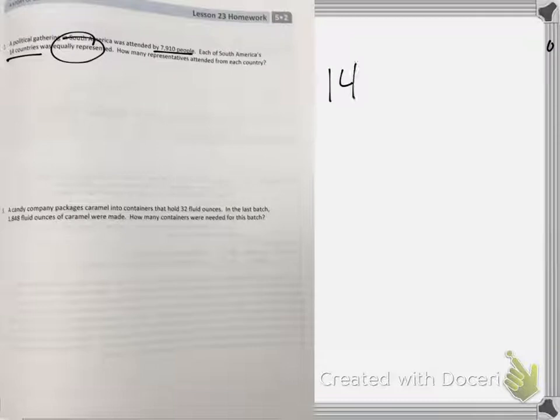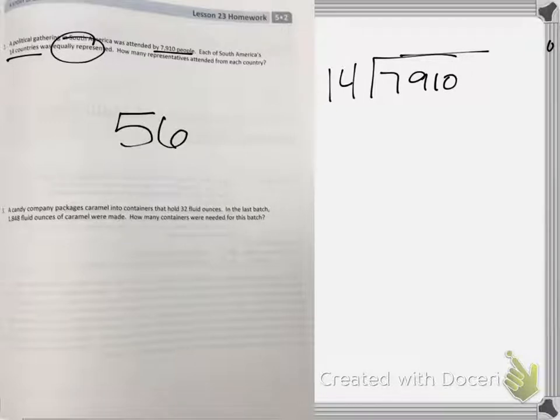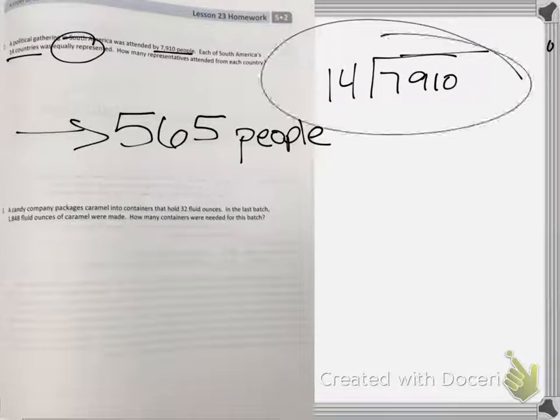So we're setting up 7,910 divided by 14. I'm just going to give the answer, 565 people. But again, this should be written in a sentence, and I should see the work done.